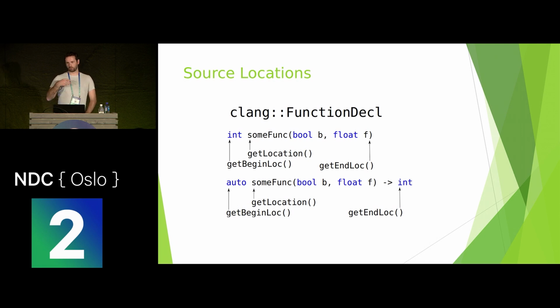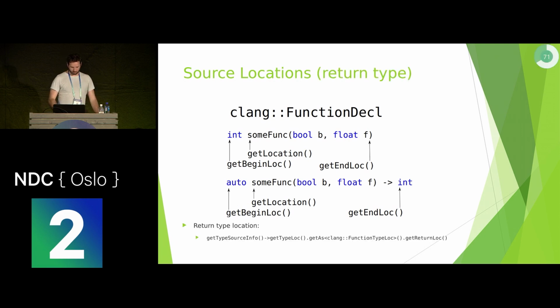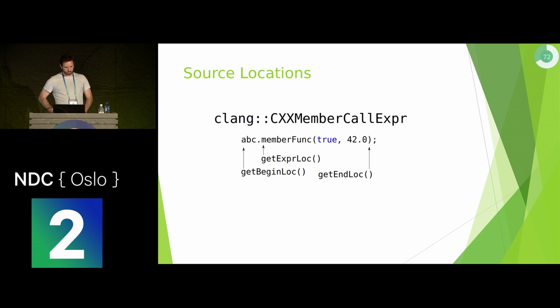And it turns out that instead of trying to do this at begin location or end location conditionally, you can use this big long string to get to the right location to insert whatever it is you want to do with the return type. So that's getTypeSourceInfo, getTypeLoc, getAsFunctionTypeLoc, getReturnLoc. So that's the return location. How are you going to discover that? It's not very discoverable. But you have this problem with every class in the Clang AST.